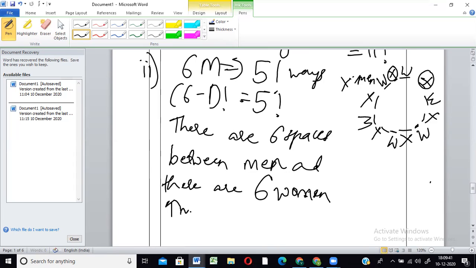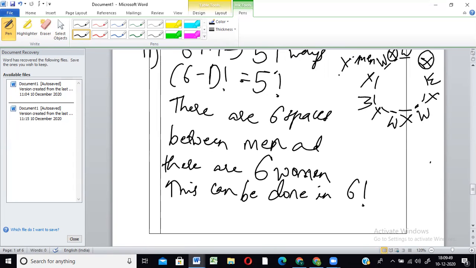So this can be done in 6 factorial ways. So the total number of ways are nothing but this one into this one. And this is because this number of ways and this number of ways. So that is, we have a multiplication in between. Why did I use and? Because you also have to make the men sit and you also have to make the women sit.